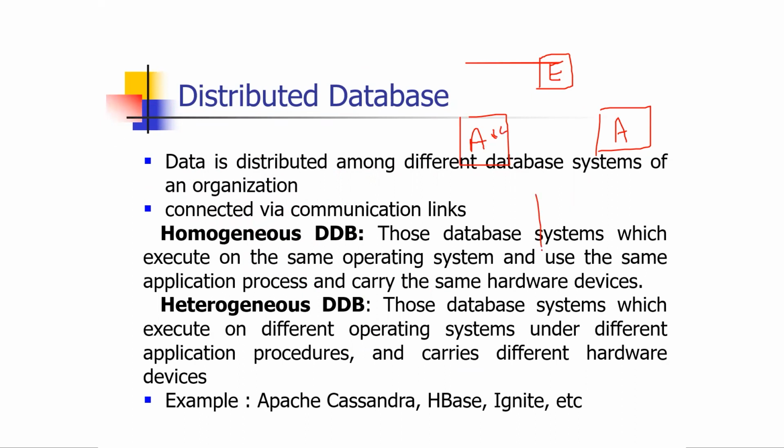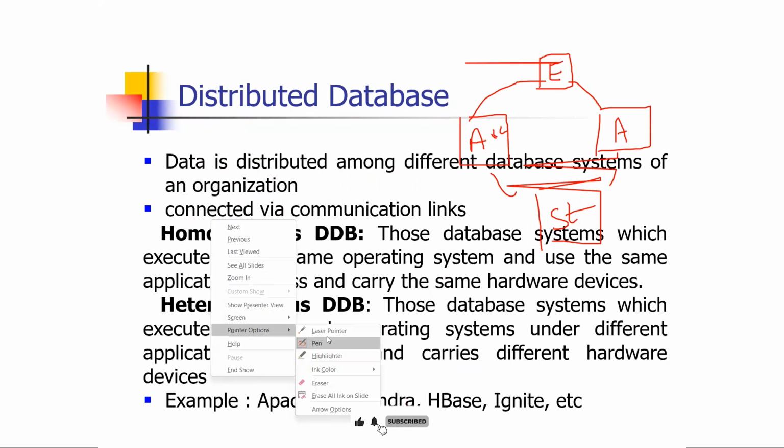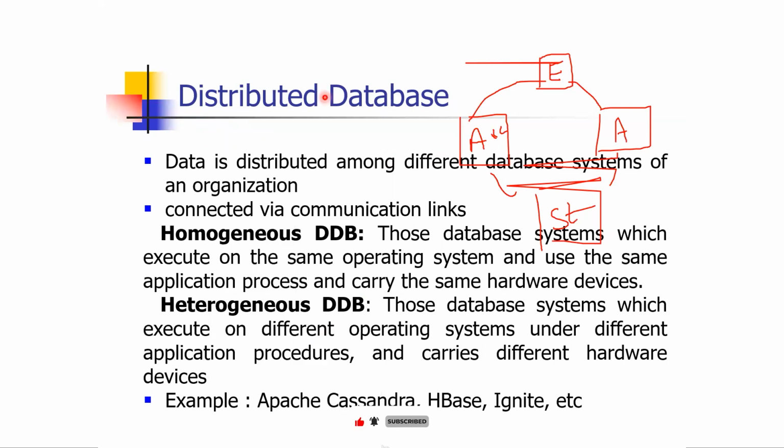Okay, one is a store department. That is a distributed system for the store department, and these are connected through some communication links. This is called the distributed database.